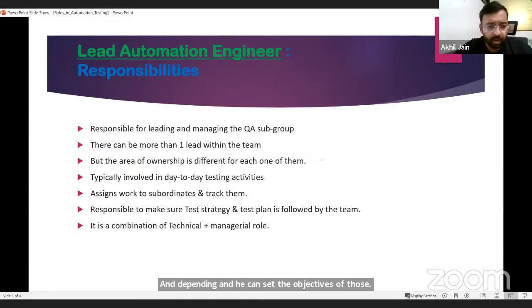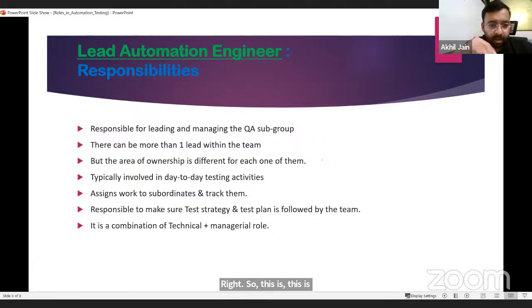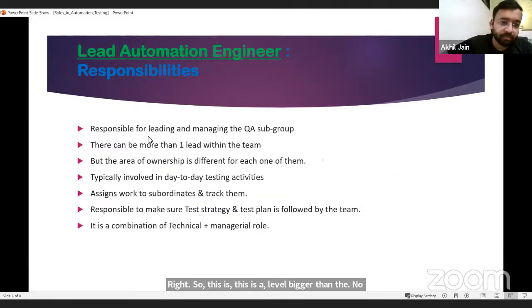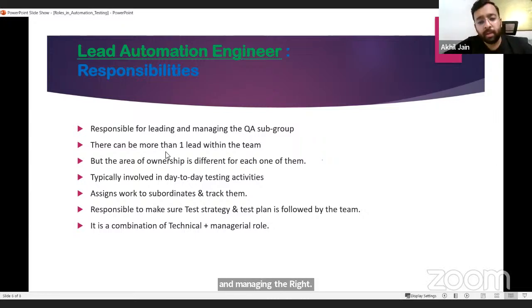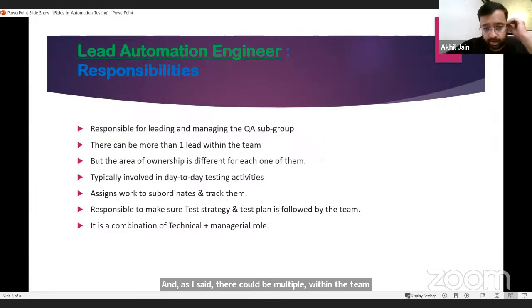Next, this is a level bigger than the senior engineer. As I said, he could be responsible for leading and managing the QA subgroup, and there could be multiple leads within the team, again depending on the scale or the work you have within the project. They own the piece of the module which they are working on, or are tasked with.